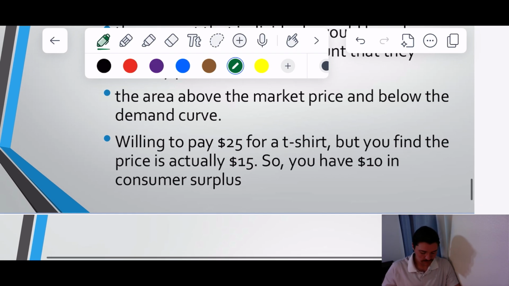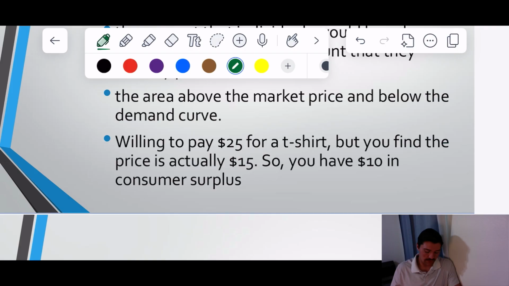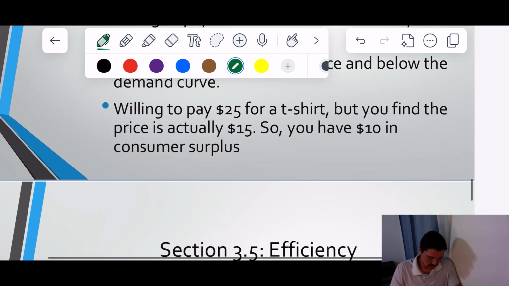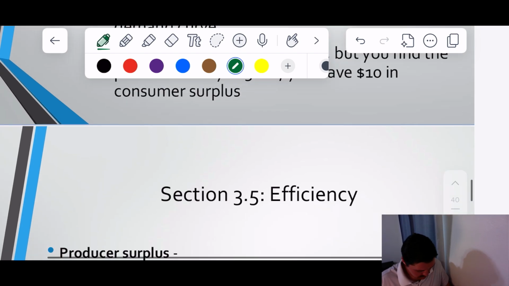Another example, you're willing to pay $20, $25 for a shirt. You find out the price is 15, so savings of $10. So you have $10 in consumer surplus. Now this happens the whole way until you get to equilibrium. So let me show you what we talk about there.